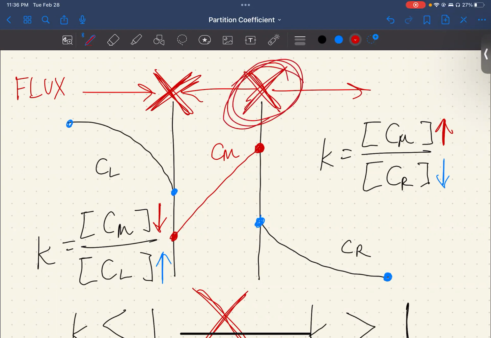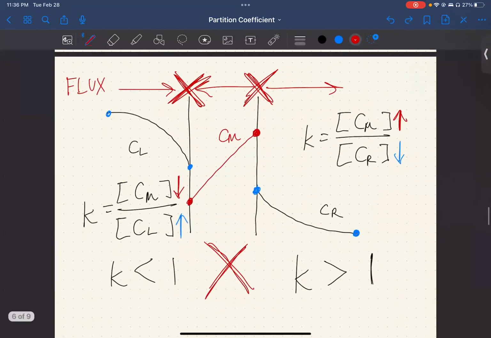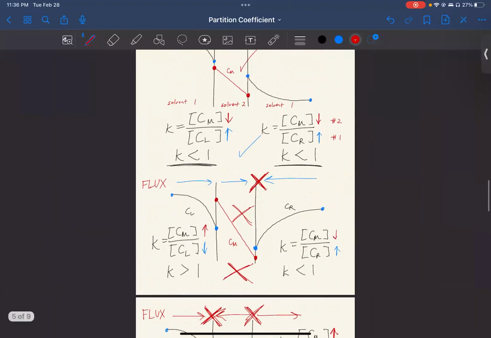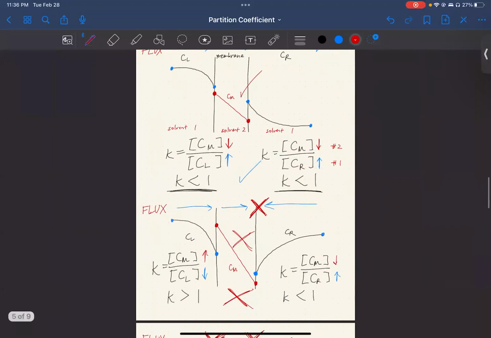That's not true, right? We don't have something that's generating these proteins at this interface. So that cannot be true, right? So we have a flux mismatch and a partition coefficient mismatch. Okay. So we know this concentration profile cannot exist. So this is one type of question that we can see on partition coefficients.